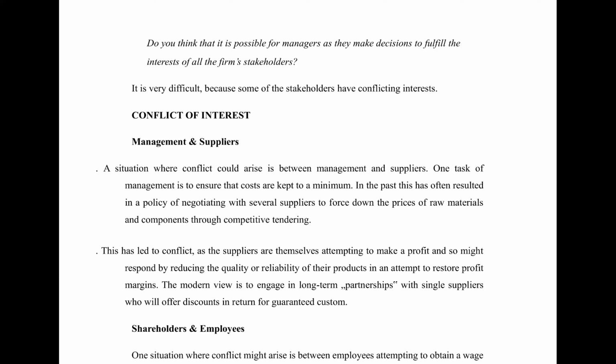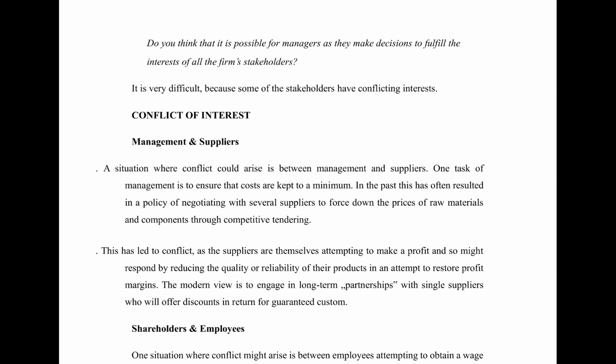So the modern view is to engage in long-term partnership. Actually, a single supplier can be there for you to offer the discounts. The point is that I'm not saying you should have only one supplier, because at some point, one supplier may not be able to deliver. You may have one or two, but the point is to create a good relationship.